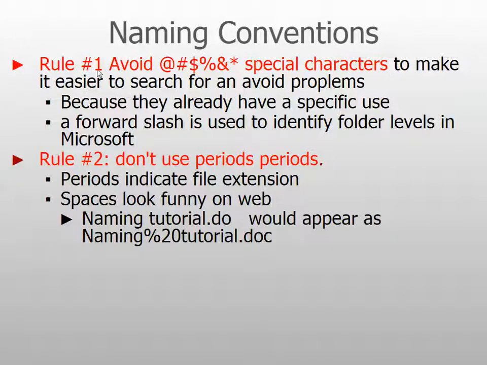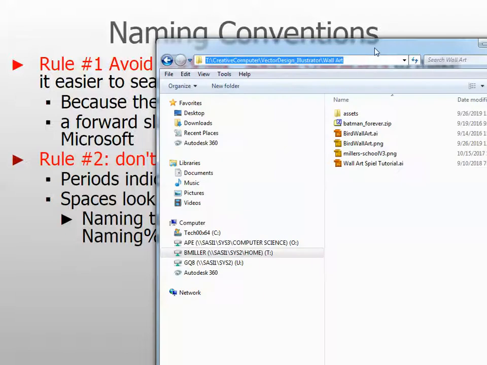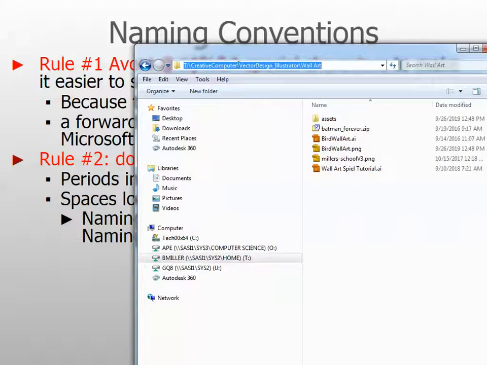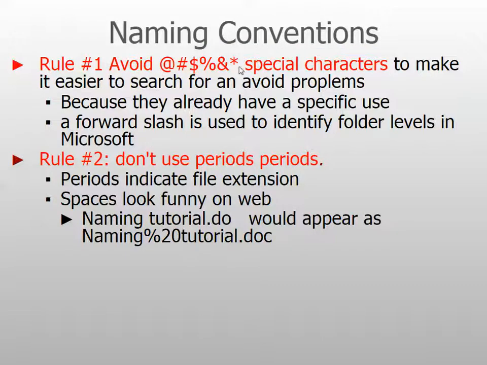All right, here's naming conventions. When you name a folder or file, avoid the weird special characters. It makes it harder to find things in a search or a Google search. They sometimes have a specific use, so they won't even let you use it. For example, a backslash is used to identify folders in a PC. So if you look at this, the little backslash has a special use. That's a folder. So at any rate, try to avoid those weird characters.